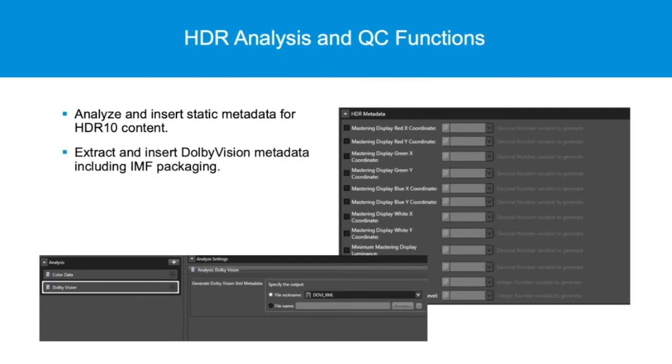We can extract and insert Dolby Vision metadata, including for IMF deliverables. So as I mentioned, people like Netflix are going to want to see an IMF package that's delivered with both embedded Dolby Vision metadata and probably a sidecar file as well.